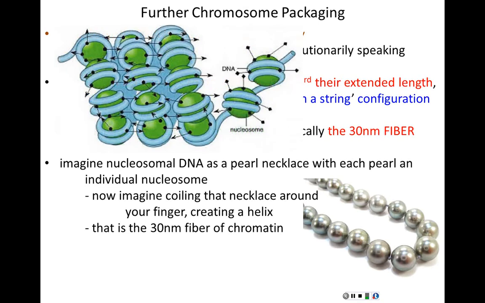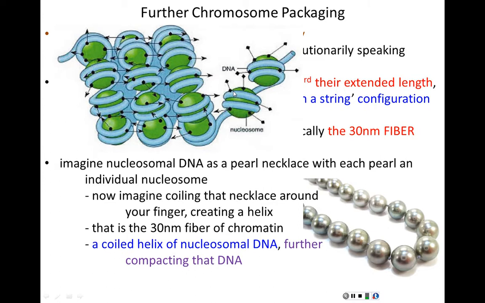I think this schematic shows it best. Unfortunately, this isn't from your text, but I do think it shows it. Obviously, we're looking at individual nucleosomes here. The DNA is in light blue, and the histone core is in green. I hope you can see what they're trying to show here, which is that we come in with this beads on a string, but then we coil it, looped, looped, looped. You can imagine your finger right down the center there, and that pearl necklace being wrapped around your finger. This is the 30 nanometer fiber. It is a coiled helix of nucleosomal DNA, of DNA already wrapped in nucleosomes, and of course this further compacts the DNA.